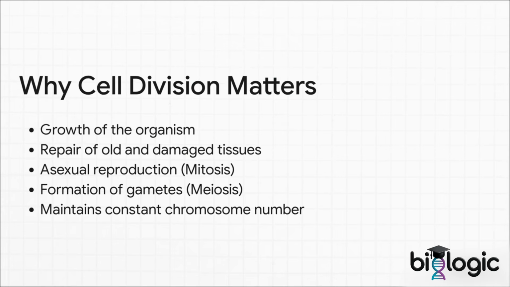So, why does all of this matter? What's the bottom line? Well, without cell division, nothing could grow, nothing could heal, and nothing could reproduce. Mitosis builds and maintains our bodies day in and day out. Meiosis makes sexual reproduction possible and makes sure the chromosome count stays stable from one generation to the next. It is literally fundamental to the continuation of all life.